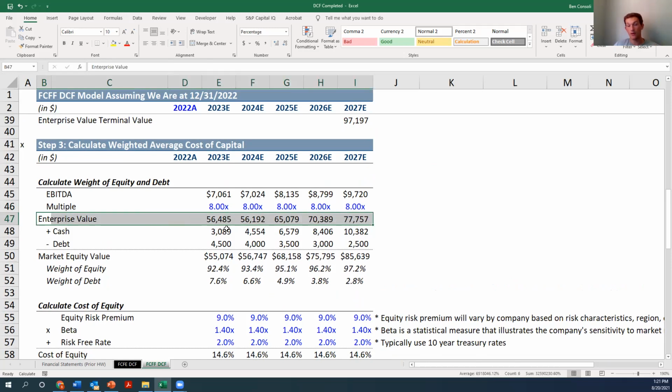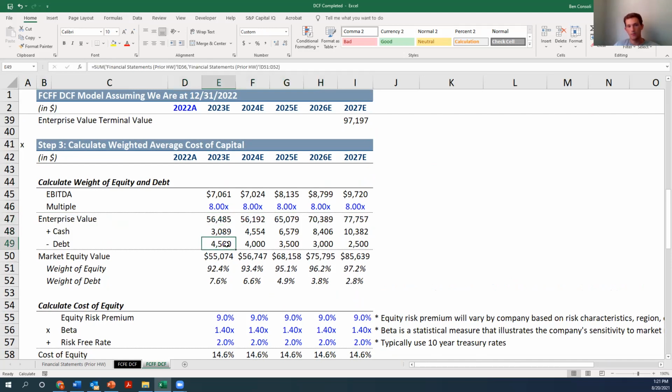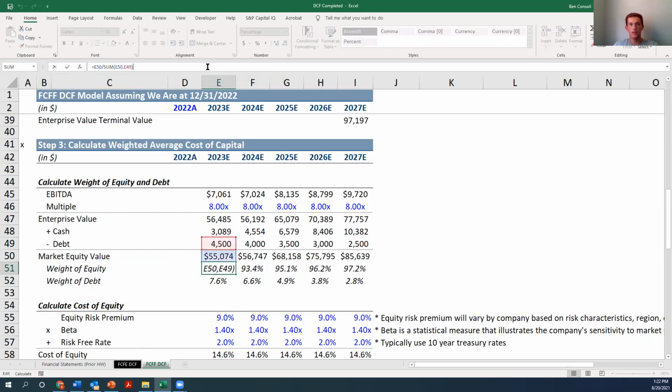From there, the formula to get to equity value is you add back cash and subtract out the debt on the company, which you're just grabbing off the balance sheet in the financial statements from the prior homework, along with the cash. That gets you to the market value of the equity at that point. Then the weight of equity is the market value of the equity divided by the market value of the equity plus the market value of the debt. You do the reciprocal for the weight of debt, and you'll get 7.6% and 92.4%.